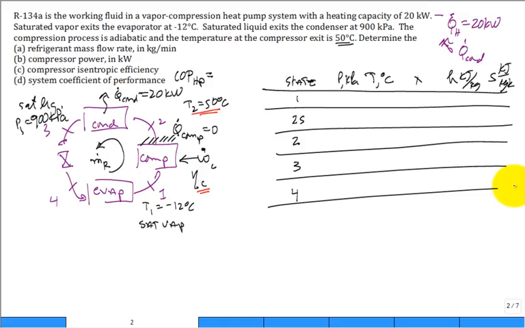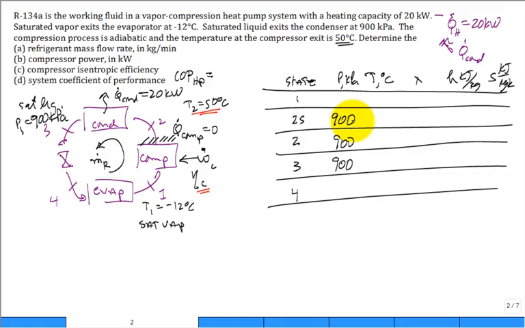A lot of times we can fill in the pressure column pretty quickly. So we know the pressure at 3 is 900 kilopascal. How about the pressure anywhere else? 2S? Is that 900? 2S, 900. So what is the pressure at 1 and the pressure at 4? They're equal, but what are they?